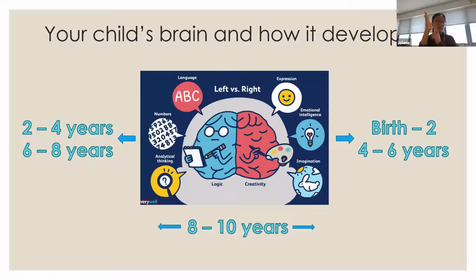This brainstem is the area that develops first. It's the area responsible for things like breathing and your heart rate. So babies are born with this already developed. And the cerebellum.